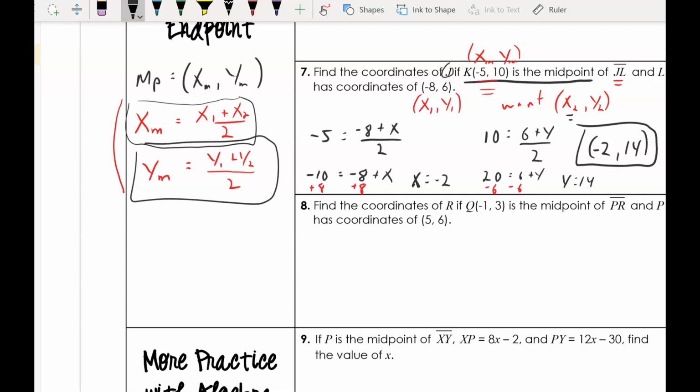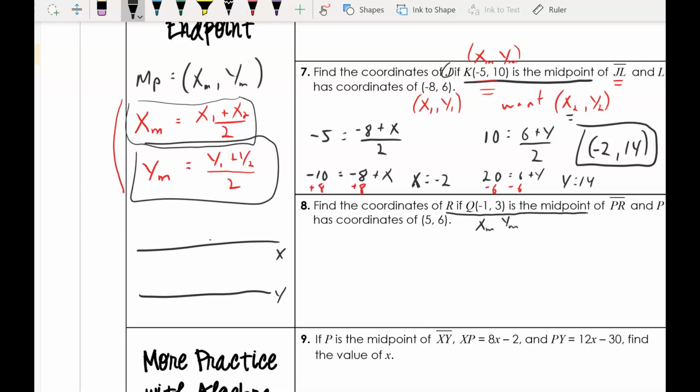Now in this problem, just like in the last one, you're given the midpoint already. So when you're given the midpoint, you know that this -1 is the x value of the midpoint, and this 3 is the y value of the midpoint. So what you're going to do visually is make a little x number line and a little y number line, and put the midpoint somewhere near the middle of those number lines.